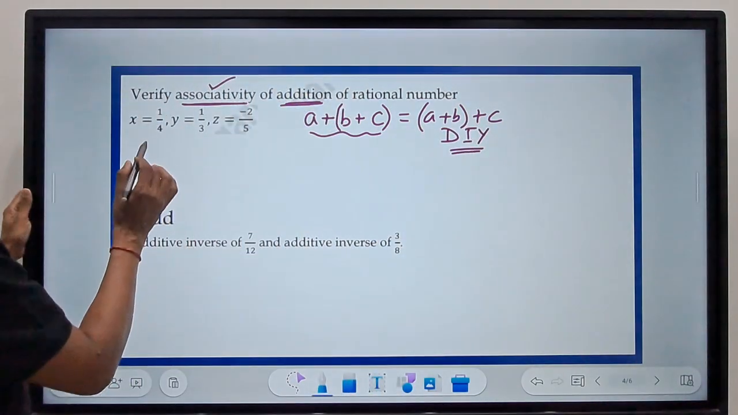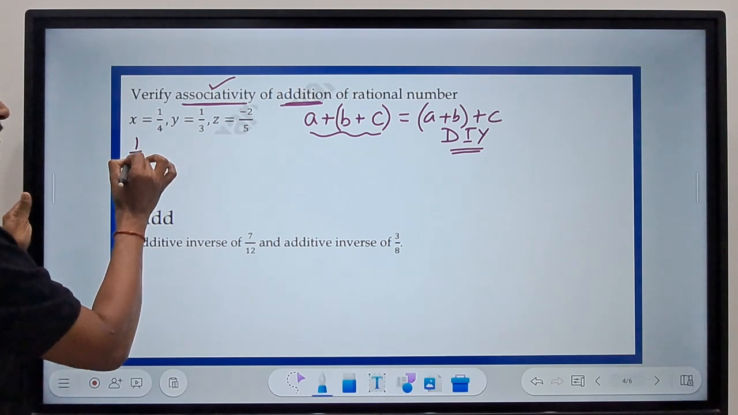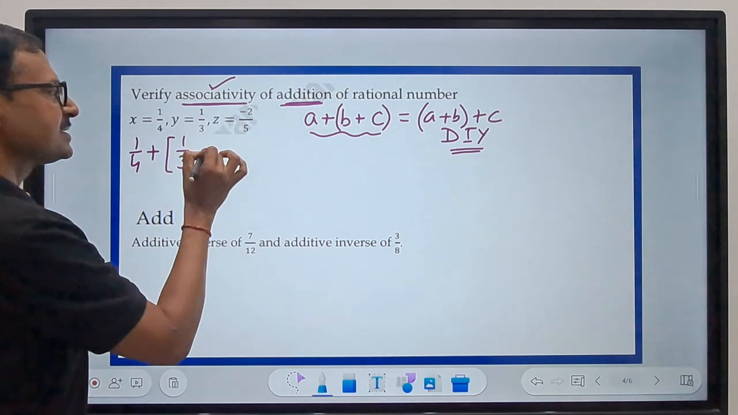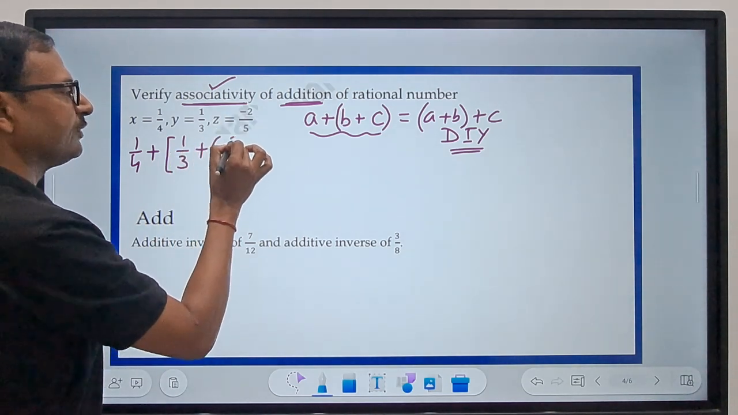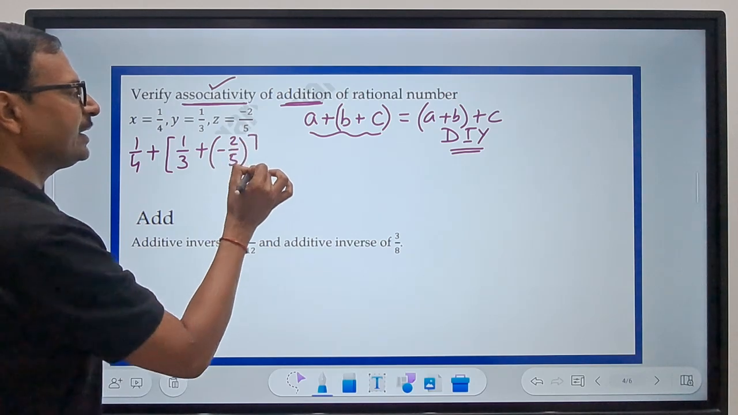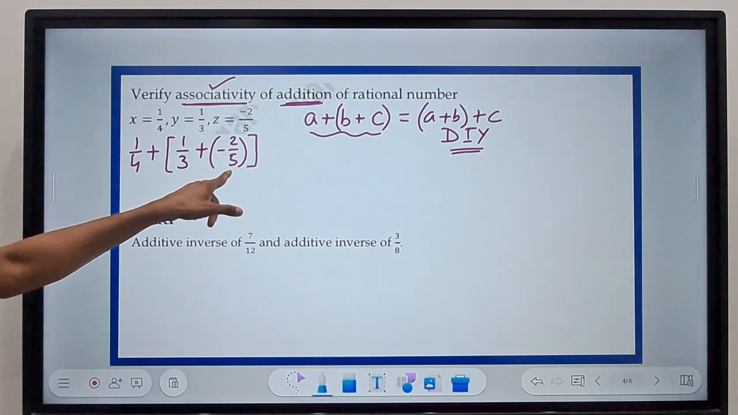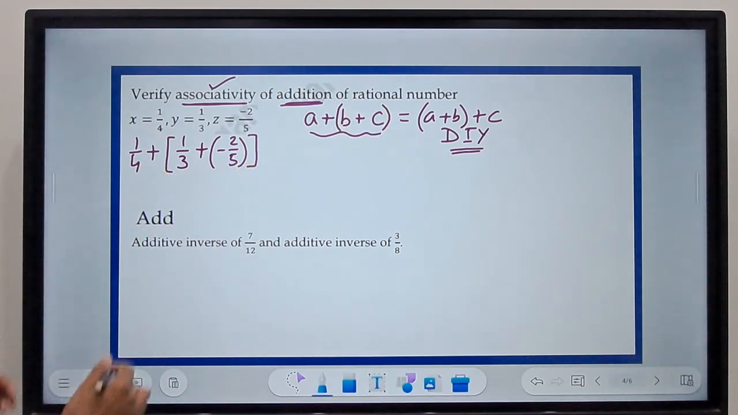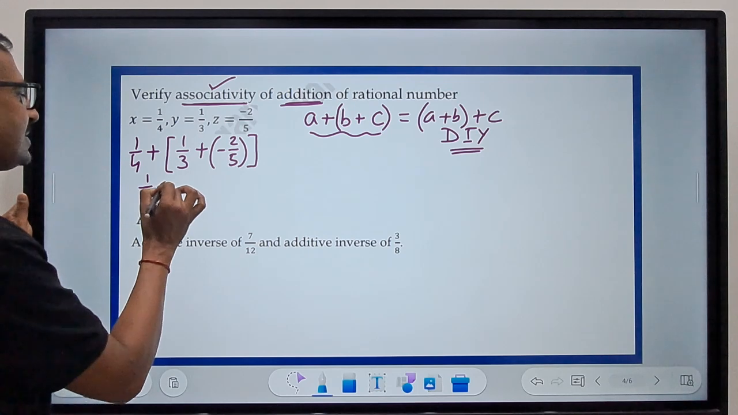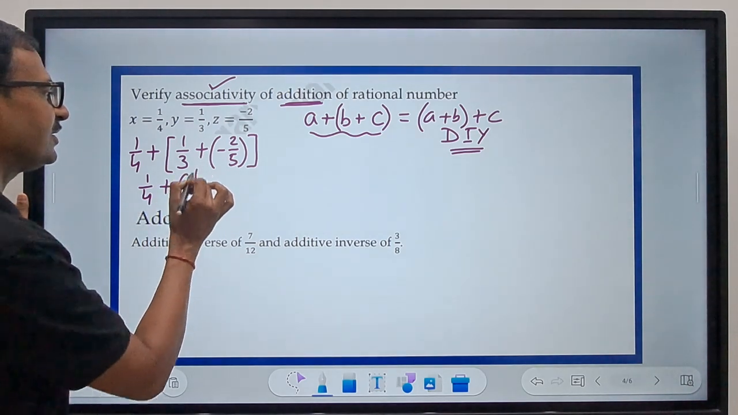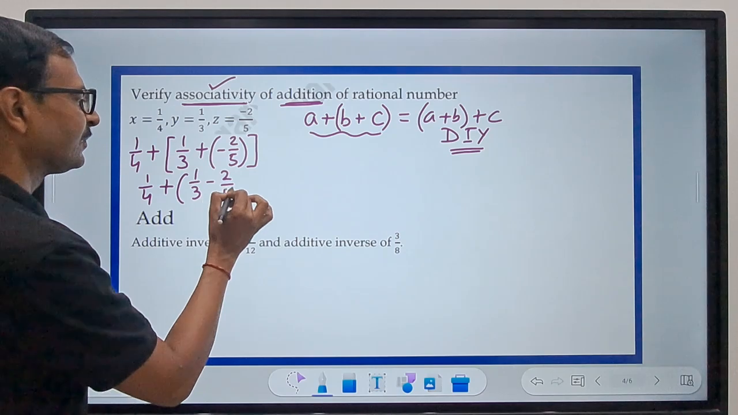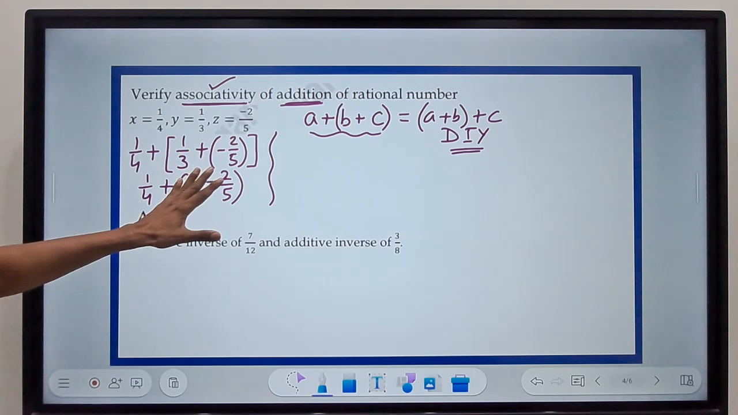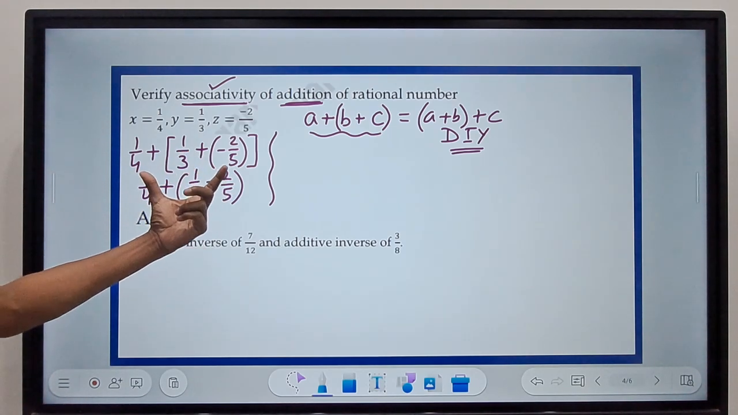Right. So let's do A plus (B plus C). A is 1/4 plus, I'll put a big bracket, B is 1/3 plus C is minus 2/5. Now you realize why I use the big bracket, because I have to use the parenthesis here and I have a bracket here also. So I have to use multiple brackets here. So 1/4 plus, within the parenthesis I have 1/3 plus minus 2/5. Now what I will do is I will do this bracket first, because obviously when you do BODMAS you have to solve the bracket first.